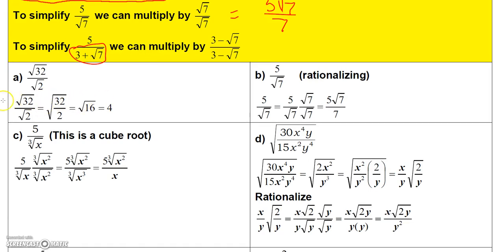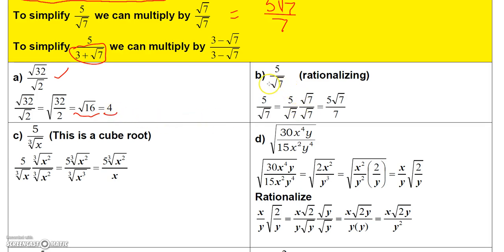Okay, on this first example, I actually don't have to rationalize, because I have square root of 32 over square root of 2, and I can write that as the square root of 32 over 2, which is the same as the square root of 16, which is 4. So there, I didn't have a radical in the denominator when I finished that one.